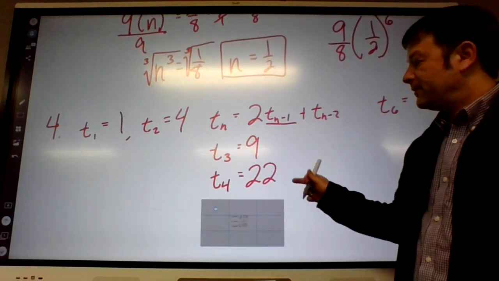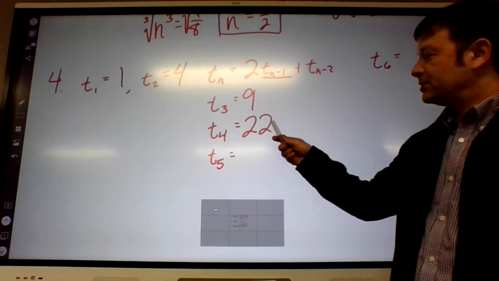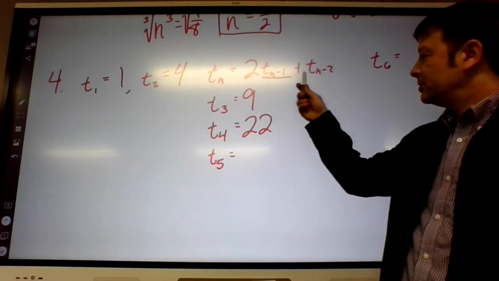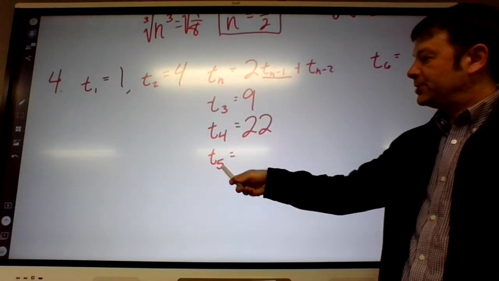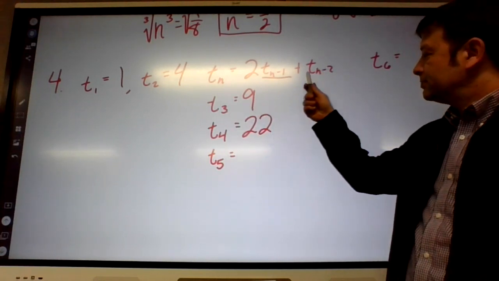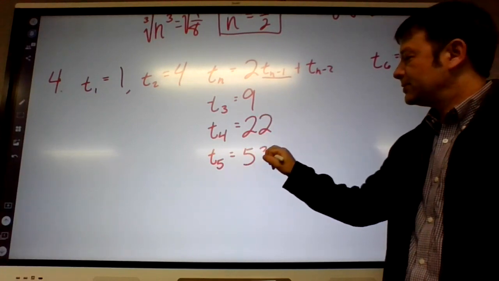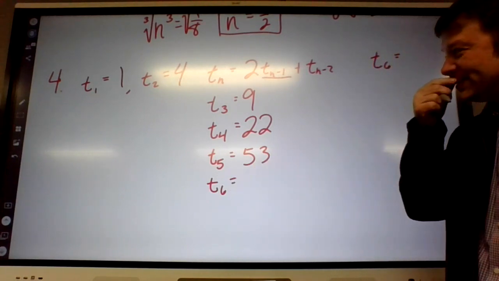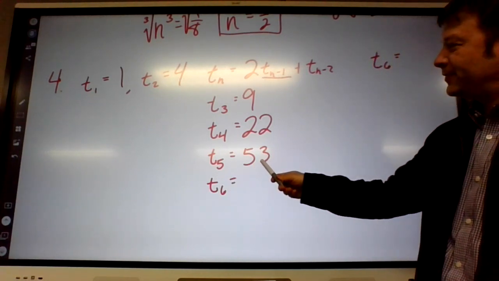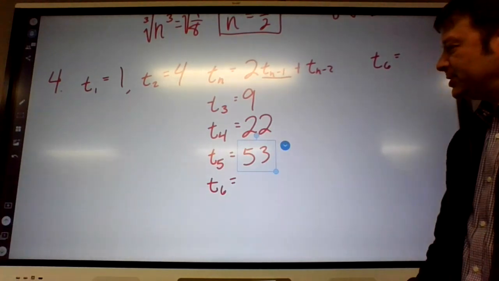Okay, T sub 5, so we're going to do 2 times this one, 44, plus this one. N minus 2 is 2 less than 5. Okay, anyway, 44 plus 9 is 53. Okay, the sixth term is 2 times the fifth term plus the fourth term. So 106 plus 22.